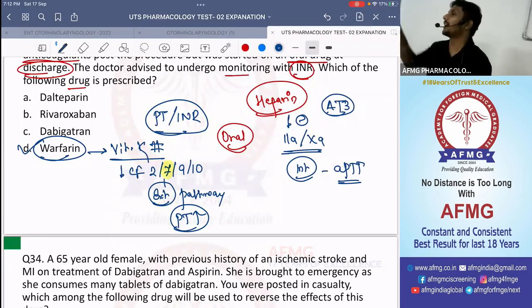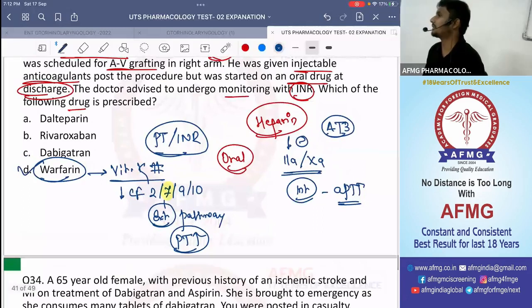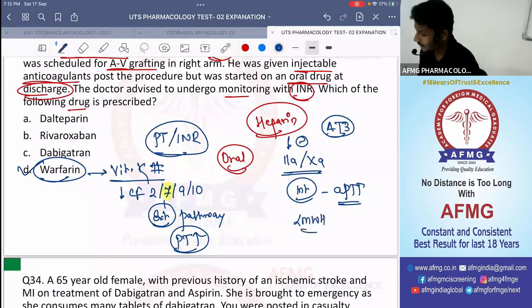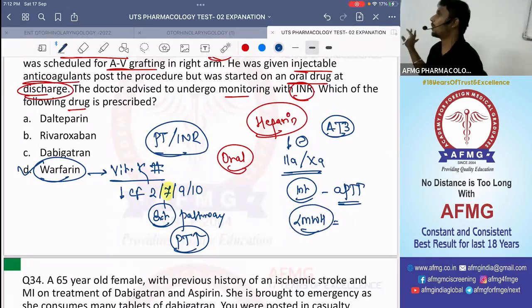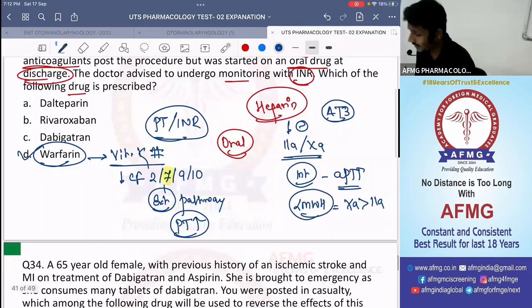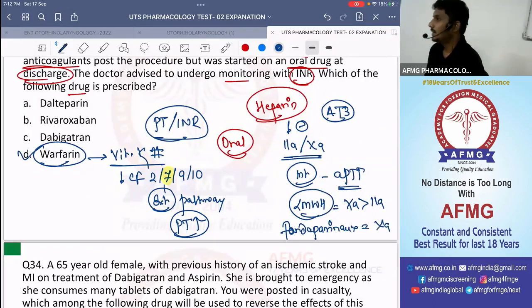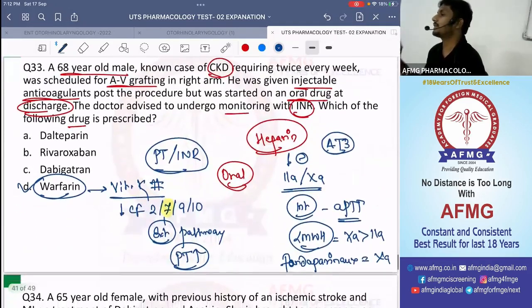So for warfarin monitoring, what do you use? PT or INR. For heparin monitoring, APTT. No issues with this, remember it. I have already told you about heparin. Low molecular weight heparin is nothing but enoxaparin or dalteparin. Heparin blocks both, but low molecular weight heparin mainly blocks factor 10A more than 2A. And if it is fondaparinux, only a fragment, then it will only block factor 10A. Okay? That is the funda. No issues with this. These are the anticoagulants.